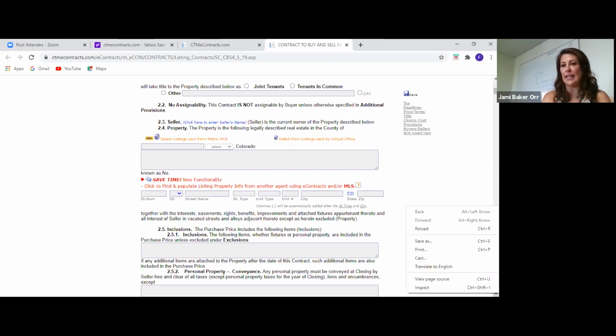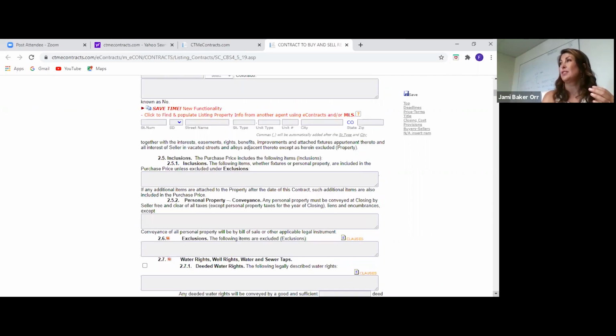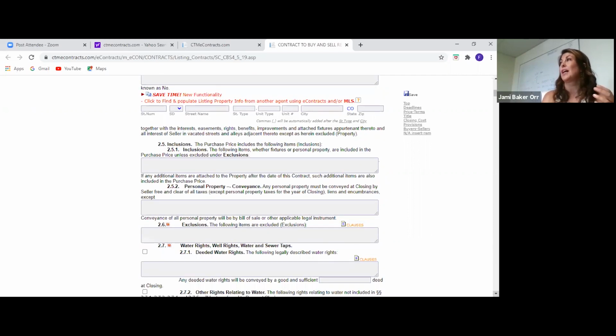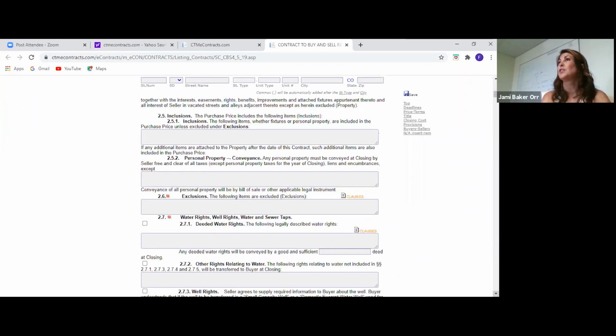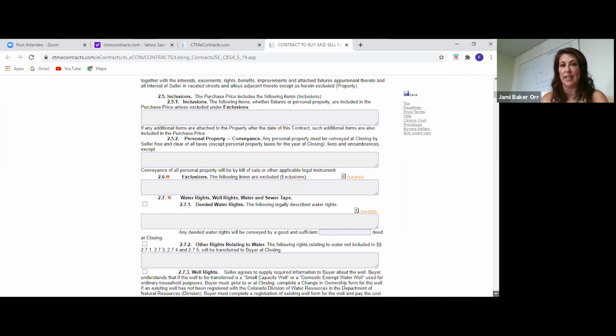99% of the time, you're never going to use that. And you guys know you can make templates of these, so you don't have to rewrite them every single time. And if you don't know how to, you should get on CTME and get templates, especially on a land contract, because they're all pretty much the same.